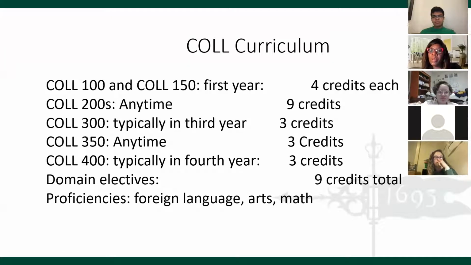The COLL 100 and 150 are both 4 credits each. We tell students who are coming in during the summer, when they take the COLL studies course, that they should take one in each semester. It doesn't matter in what order, but not to take two of those, because they're very challenging courses and we don't want students overwhelming themselves.